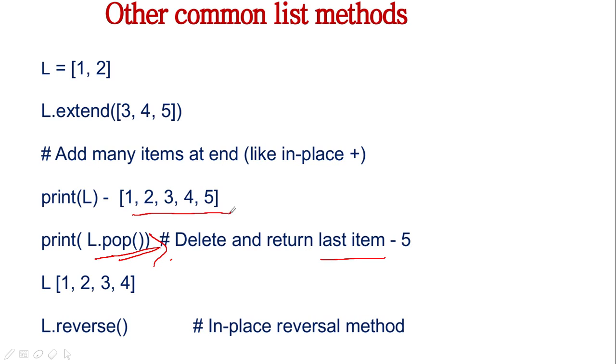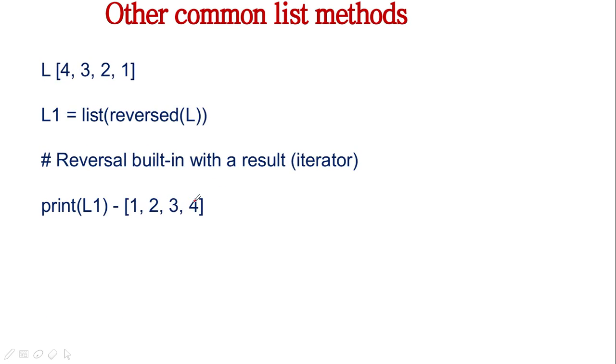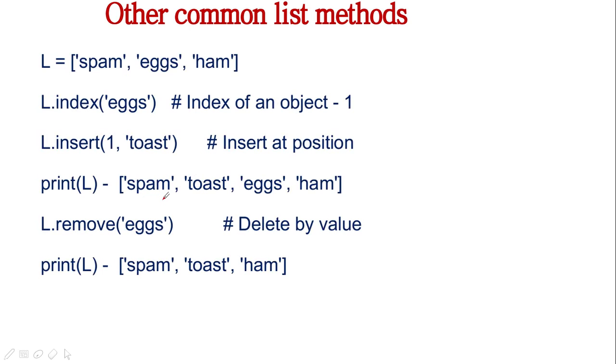So if the list has 5 elements like this, after pop it will return 5, and you will see the list contains only 4 elements, 1, 2, 3, 4. Reverse can also be used for reversing the elements of the list. If you have a list L as 4, 3, 2, 1, after the list is reversed, you will get 1, 2, 3, 4. Reversed returns a sequence, so you may have to use a list conversion. When you give list, this type conversion happens and it returns you a list.